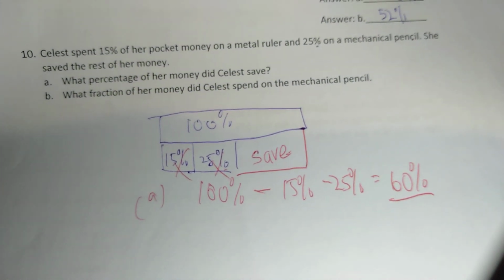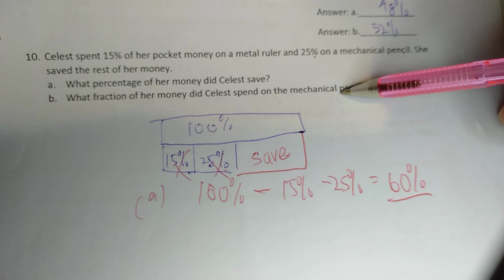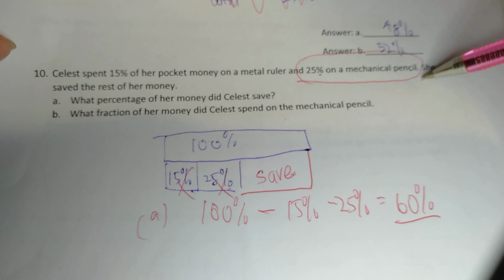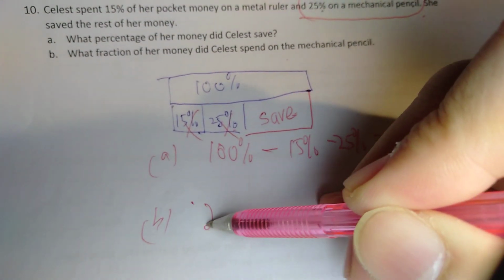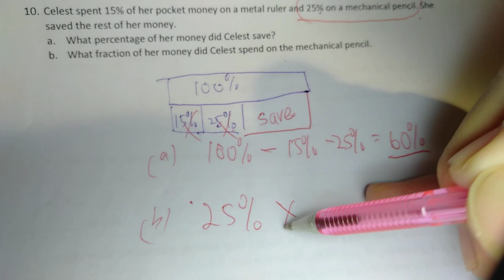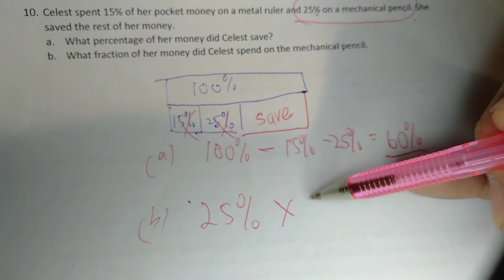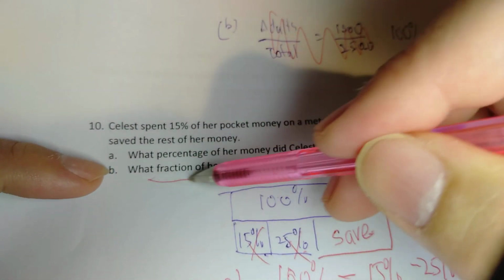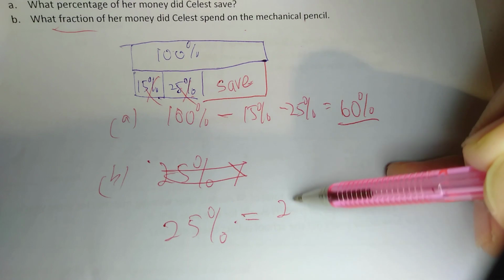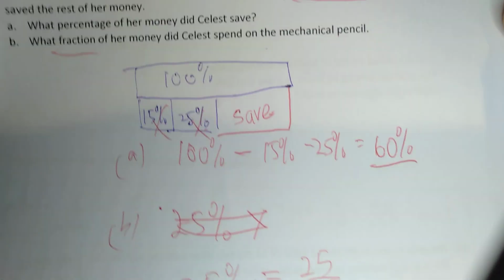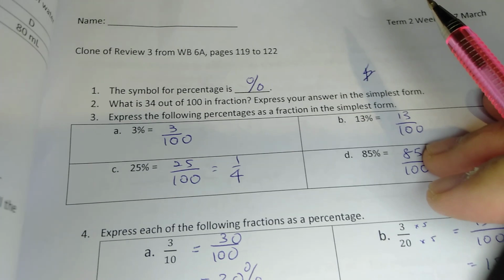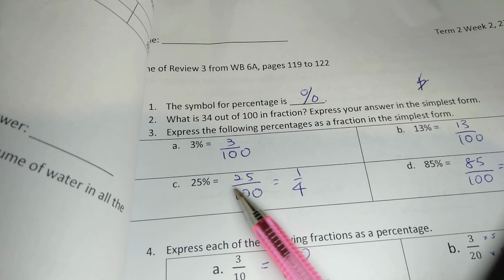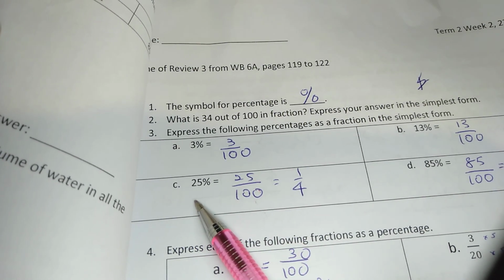Now part D says, what fraction of her money did she spend on a mechanical pencil? So mechanical pencil is at 25% of the total. So we just know the answer is 25%. But I need to change it to a fraction. Very simple, right? 25 over 100. That's why we practiced this earlier, changing from percentage to fraction. We have already done it in question 1, part C.